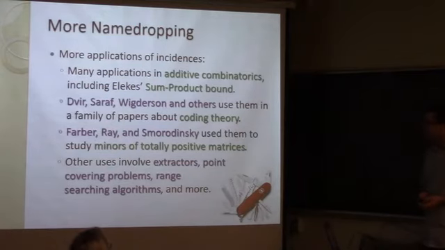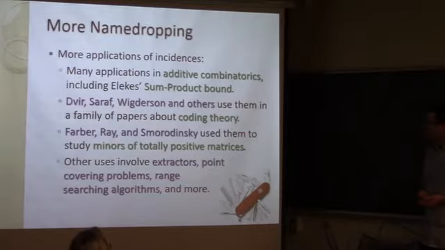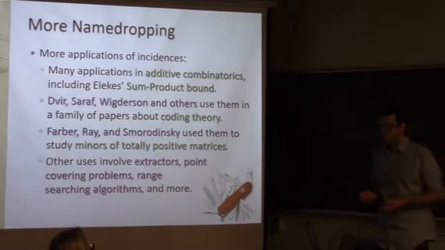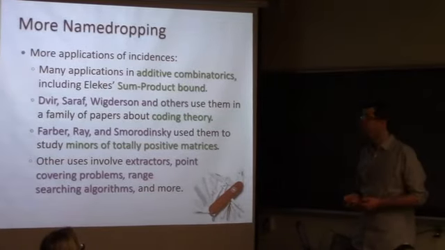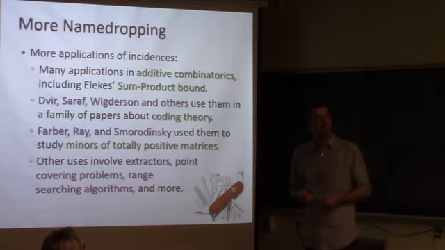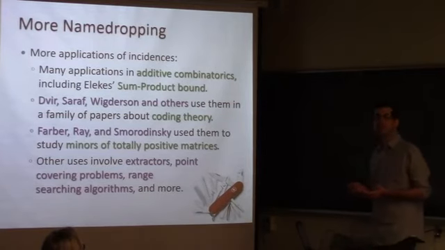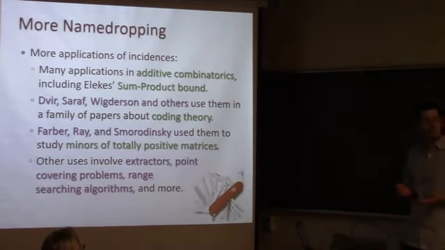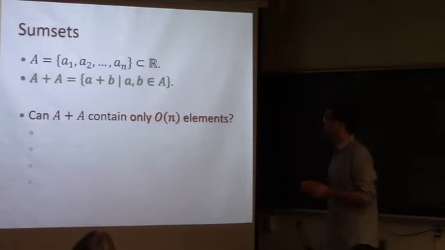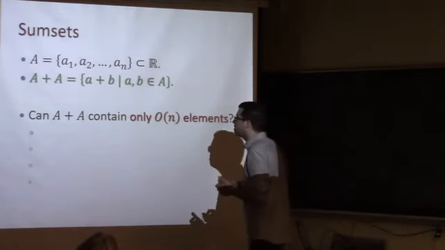But this is just name dropping. I'm not telling you anything. So I thought I should show at least one example of how incidences pop up in a place that doesn't really seem remotely close to incidences at first. I can't show anything too sophisticated because I don't have a lot of time, but I chose this example from additive combinatorics. It will take me 2 slides to get to the problem.